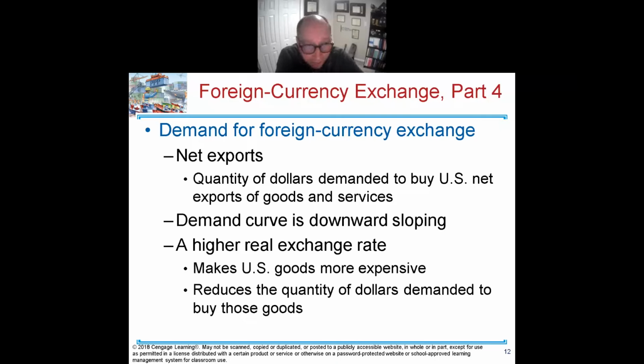Demand for foreign currency is based on net exports, where the quantity of the dollars demanded, of course, is going to be net of goods and services. It's also based on the real exchange rate. If the exchange rate is going to be high, I'm probably going to want less. If the exchange rate is lower, I'm going to want more. Okay? That's a conceptual framework. If the exchange rate is high, I want less of it. If the exchange rate is low, I want more of it.